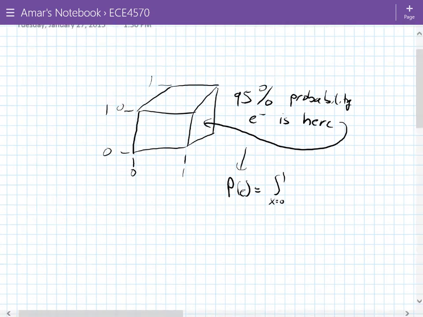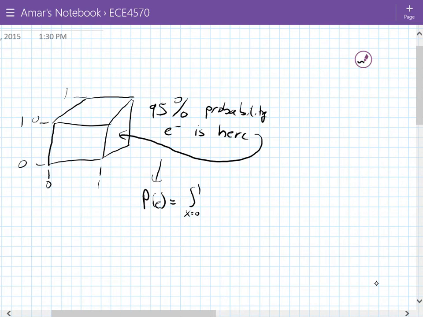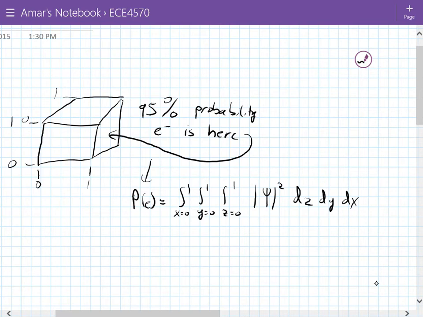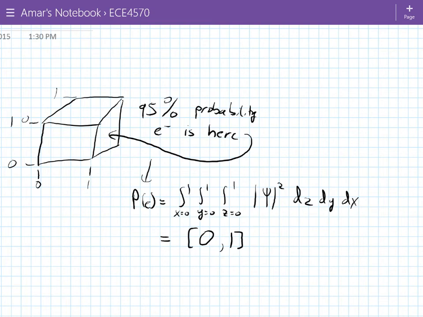Let's zoom in here. Integral from y equals 0 to 1, and z equals 0 to 1 of this function psi, and you take the absolute value of it and you square it, dz dy dx. So this is the integral that you'd solve, and this would be a number between 0 and 1. Okay, that's what those brackets mean. It ends up being a number between 0 and 1.